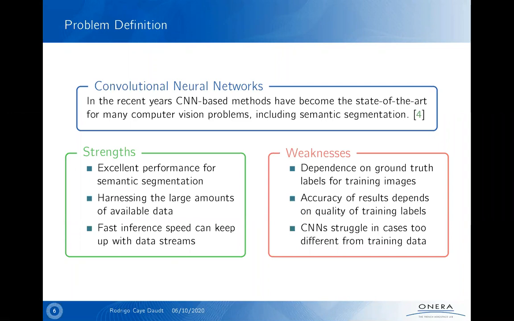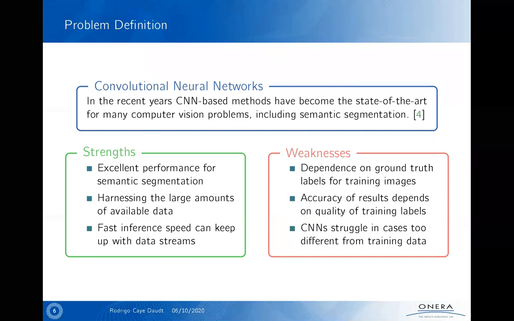So why are we using CNNs? They are very good for semantic segmentation problems. They are the state of the art. They are able to harness all this data. And also they are very fast at inference time, so once they are trained, they are very fast to produce results given new images. There are a few weaknesses that we're going to explore later on, such as the dependence on properly labeled images. Good ground truth is essential.